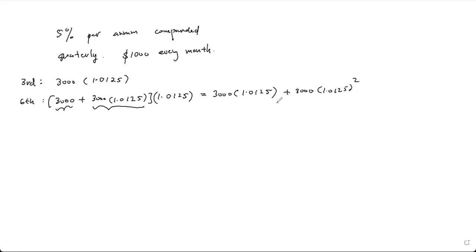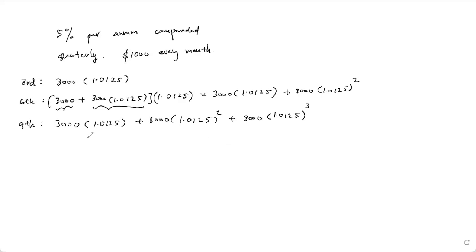1.0125 squared. If you continue doing that, let's go to the 9th month. You should see that the pattern looks something like this: 3,000 times 1.0125 plus 3,000 times 1.0125 squared plus 3,000 times 1.0125 cubed. So the pattern should be quite noticeable by now.